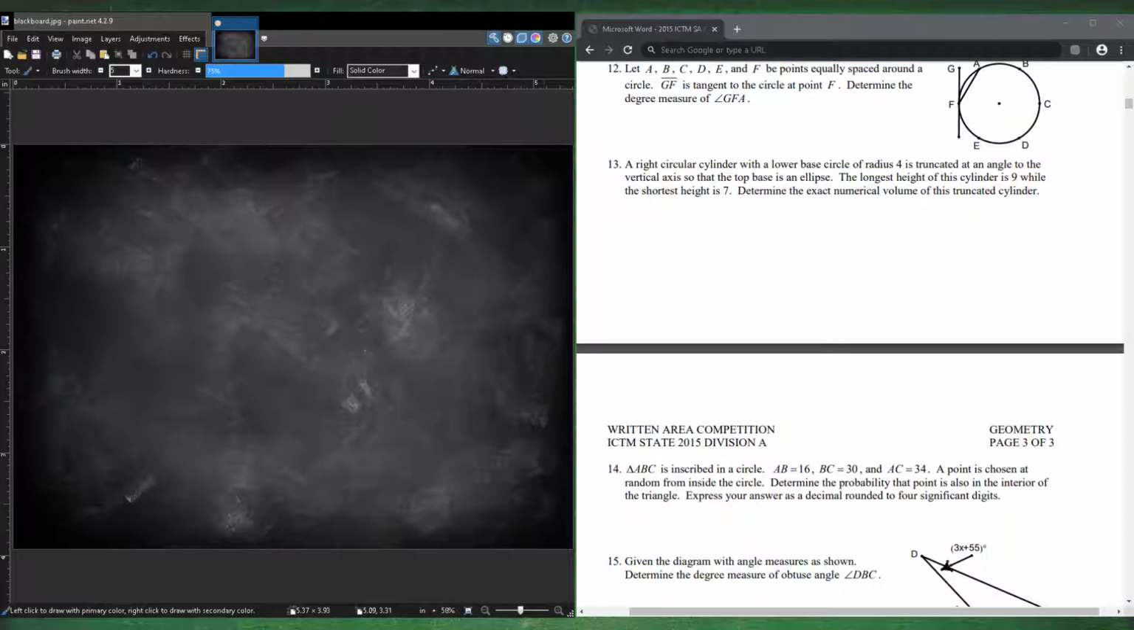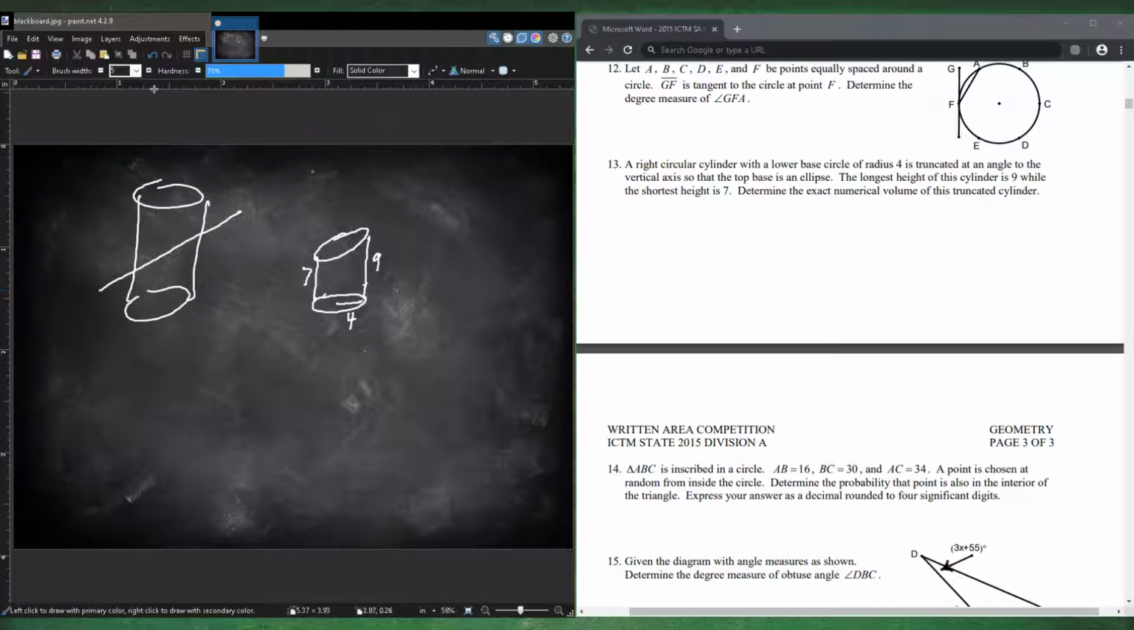Number 13. A right circular cylinder with lower base circle of radius 4 is truncated at an angle to the vertical axis so that the top base is an ellipse. So basically we had a cylinder, and then it's cut at an angle, so it's cut like this. So now we have an ellipse, and then we have our cylinder. It has a radius of 4, which is what they gave us. They said the longest height is 9, and the shortest is 7. So determine the exact volume of this truncated cylinder.